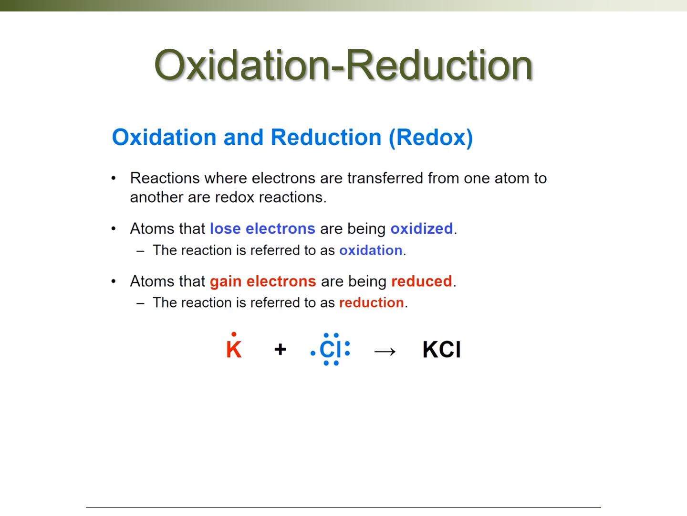Atoms that lose the electrons are being oxidized. So in our example here with potassium, potassium would be the one that is being oxidized. And the atom that finds that electron or gains the electrons are the ones that are being reduced. In my example here, we have chlorine. Chlorine was the one that was reduced. So that's the language behind all of this. And let's put it to work.